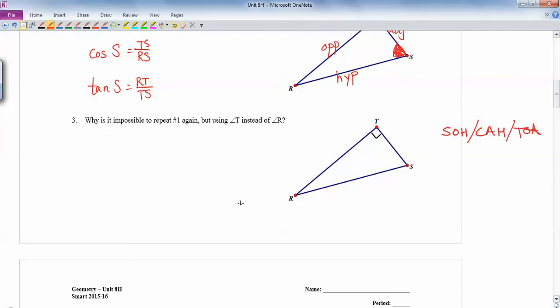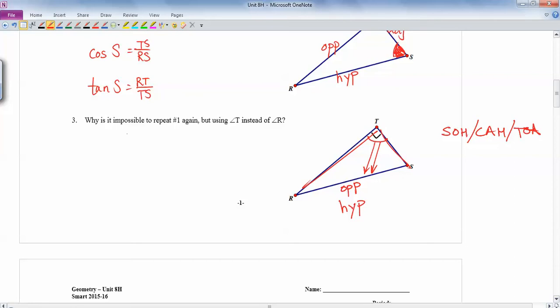Okay. So why can't we do number 1 again, but instead use angle T as our reference angle? If we tried to label our sides, well, this side's the opposite side. This side is also the hypotenuse, which is fine. It can be both. The problem is I don't know which side to pick for the adjacent side. There are 2 different adjacent sides.